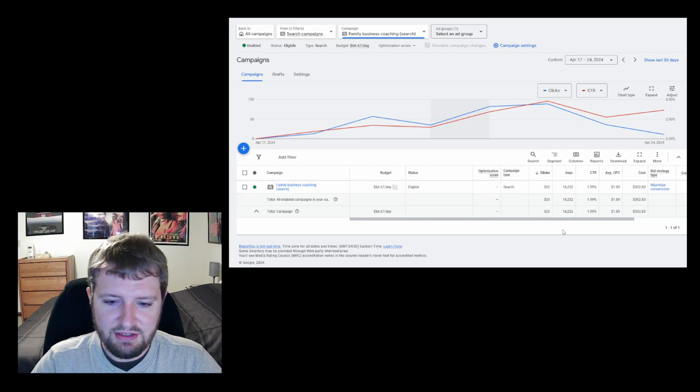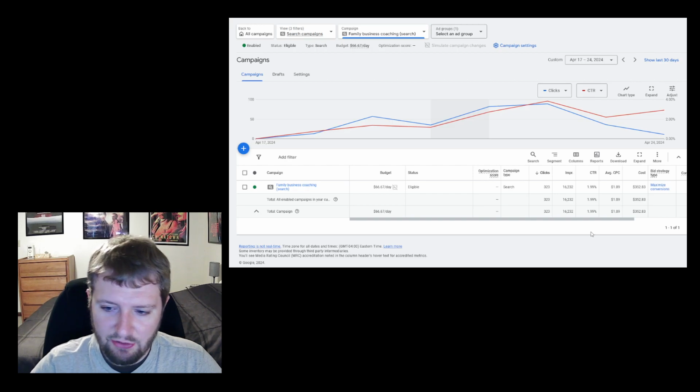So this is the dashboard, and we started the ads on April 17th. Basically, what we had gotten was 323 clicks, 16,000 impressions, and a 1.99% click-through rate, which is pretty low, and an average cost per click of $1.09, which is nice.